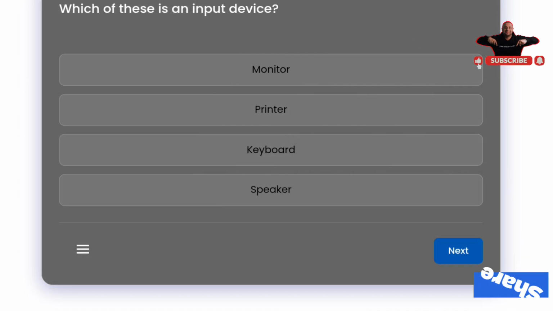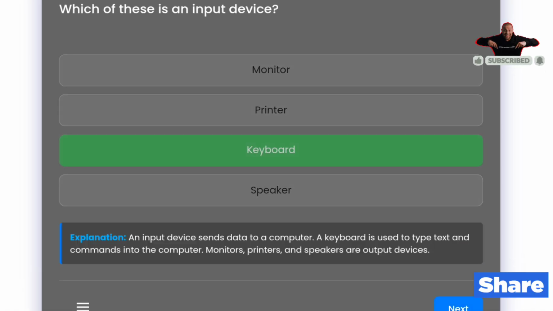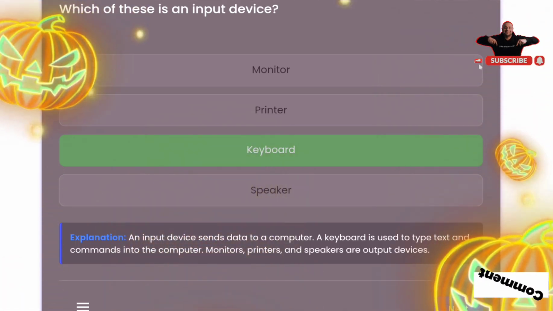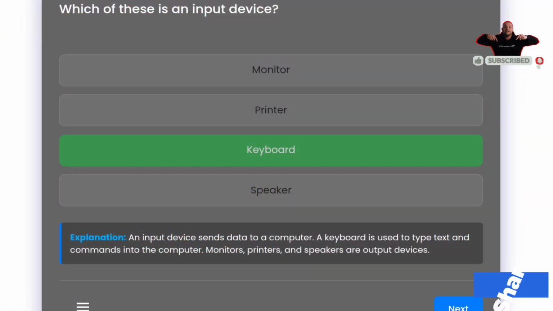Which of these is an input device? जो चार डिवाइस यहाँ पर हैं, कौन सा इनपुट डिवाइस होता है? वो होता है कीबोर्ड. An input device means it sends data to a computer. A keyboard is used to type text and commands into the computer. Monitors, printers and speakers are output devices, but keyboard is an input device.